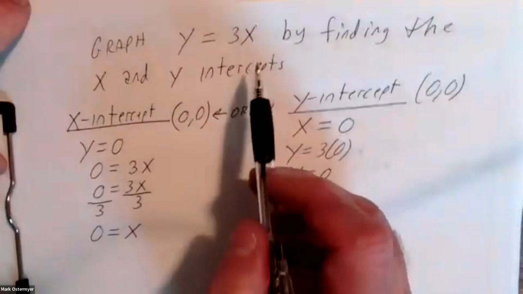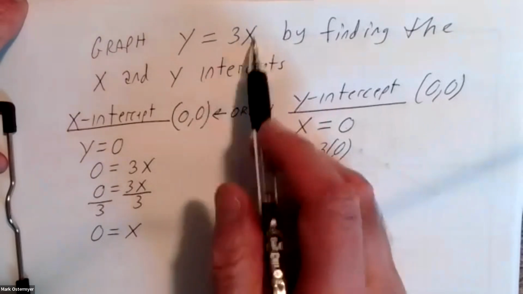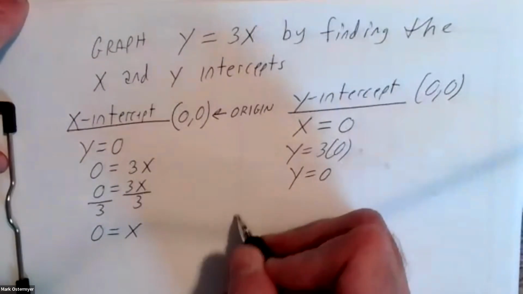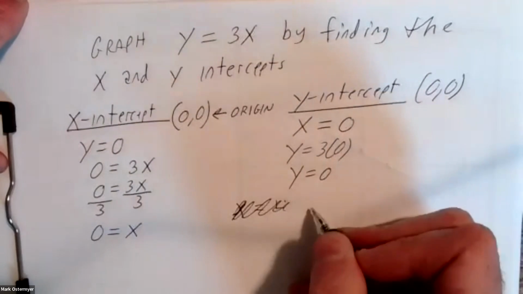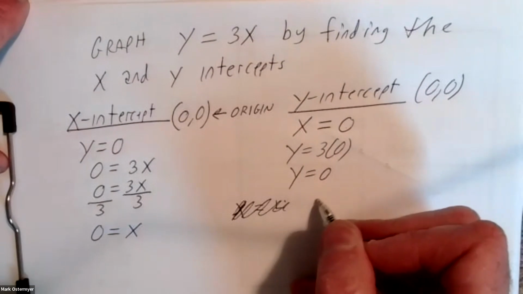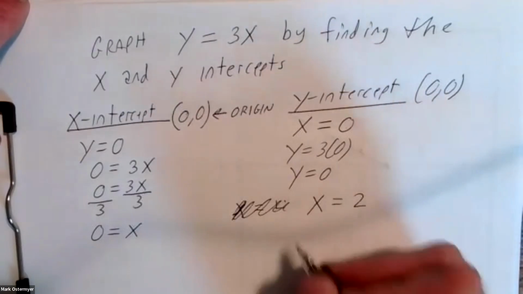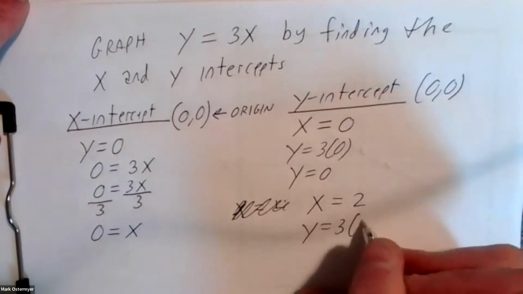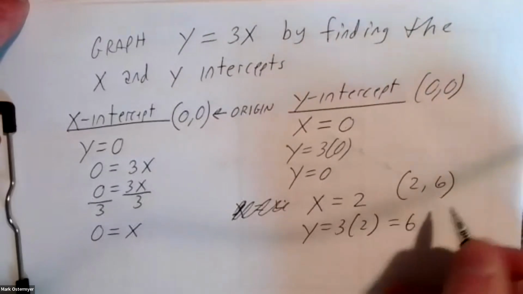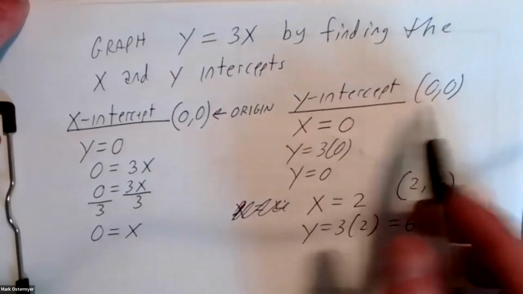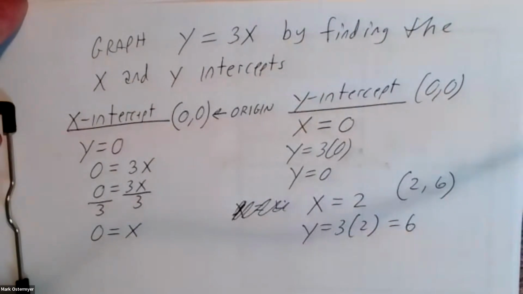So ladies and gentlemen, we have to take it upon ourselves to find another ordered pair solution to this linear equation. To do so, choose some other nice value for x. I'm going to let x be equal to 4. Wrong, no good. I'm going to let x be equal to 2. If x is equal to 2, then y is going to be equal to 3 times 2, or 6. Now we have another ordered pair (2, 6) that we can plot along with our x and y intercept. That should be enough to graph that linear equation.